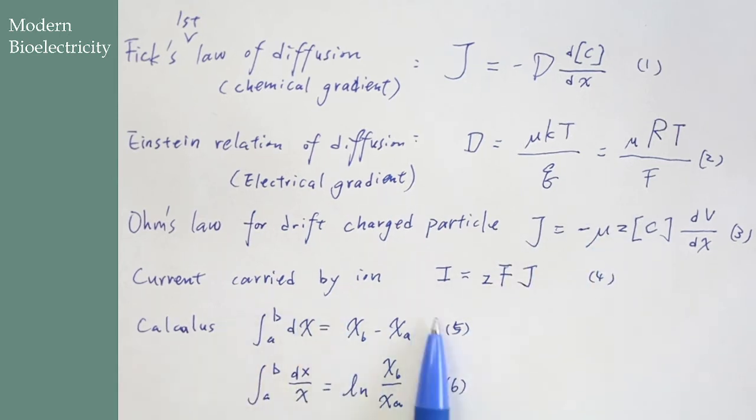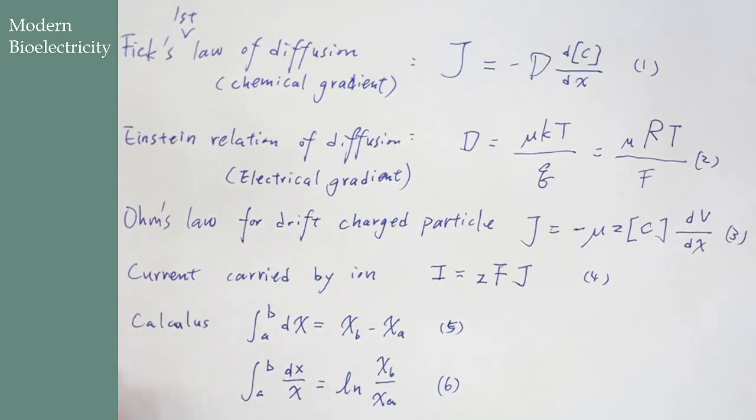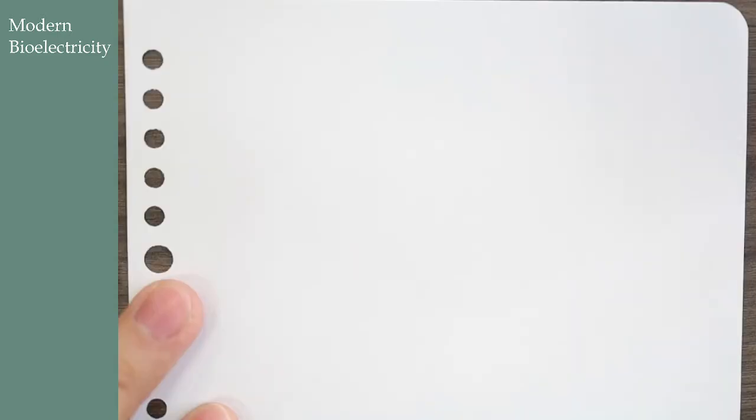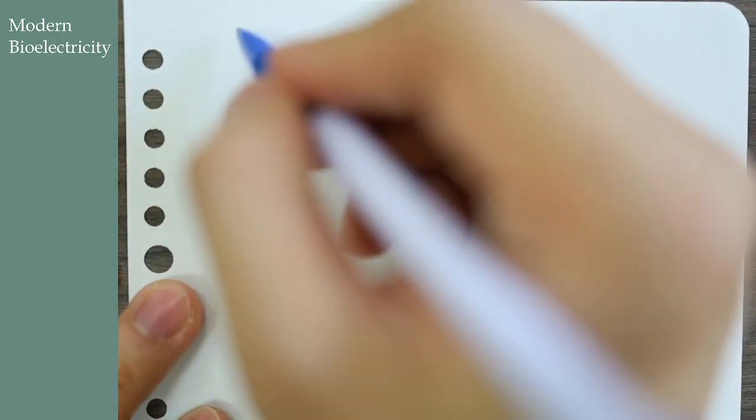And don't forget here the basic calculus. The integral from a to b of dx equals xb minus xa, and the integral from a to b of dx over x equals log xb divided by xa. This is basic calculus, and with these six equations, we can derive the Goldman equation. So we can start. So we have the Nernst-Planck equation.